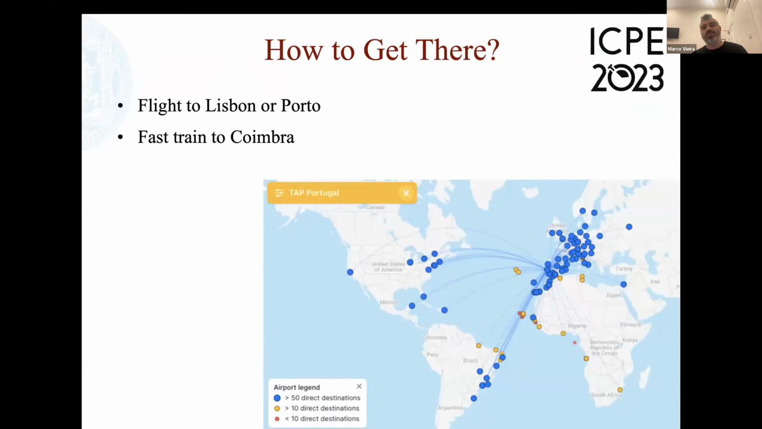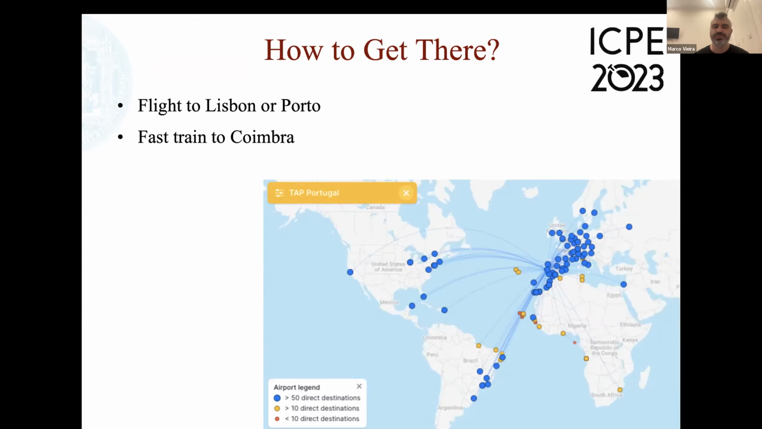So how to reach Coimbra? It's quite easy to reach Coimbra. You can fly from almost any capital in Europe, from several places in South America, and also from several places in the United States and North America, including Canada. And also from some places in Africa. But from Europe it is very easy to reach.